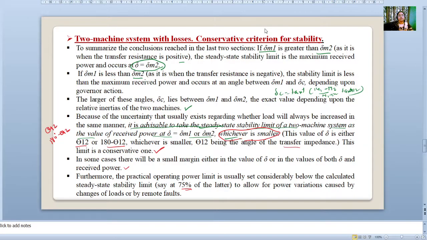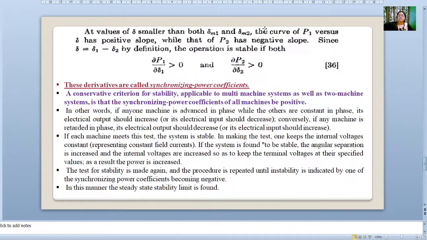We will have certain disturbances in the system, sudden disturbances, that's why we'll consider the lower one, and this is called the conservative criteria for stability. At values of delta smaller than delta m1 and delta m2, the curve of P1 versus delta has a positive slope, while P2 versus delta has a negative slope.